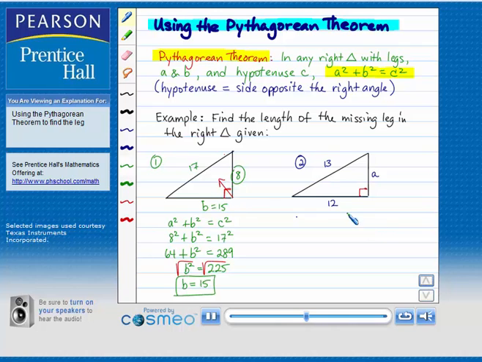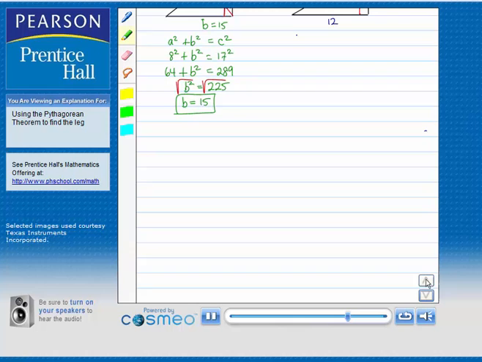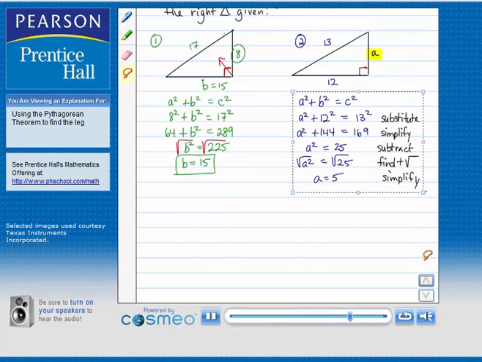Why don't you go ahead then and try number 2 on your own and see if you can find the value of A. And when you're done, hit continue and I'll check your results. Let's see. First of all, I'll just capture my work and then we'll scroll back so we can see the triangle as well.